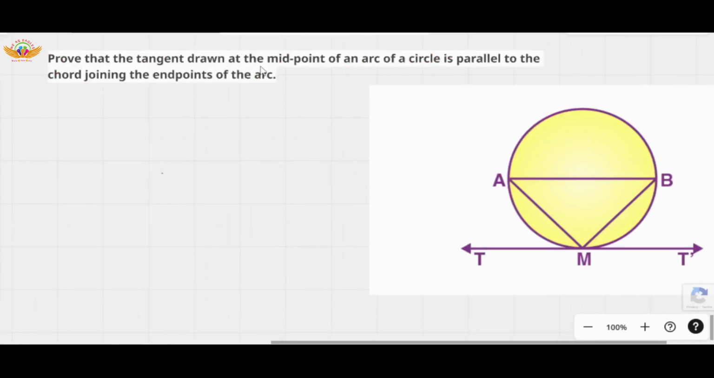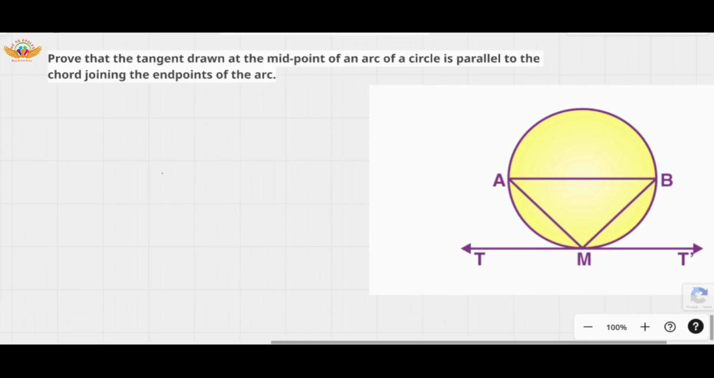Prove that the tangent drawn at the midpoint of an arc of a circle is parallel to the chord. So this is the tangent T T dash, and we have to prove that this tangent, which is drawn at the midpoint of an arc of a circle, is parallel to the chord. This AB is the chord and this is a tangent. This tangent and chord are parallel to each other. That's what we have to prove here.